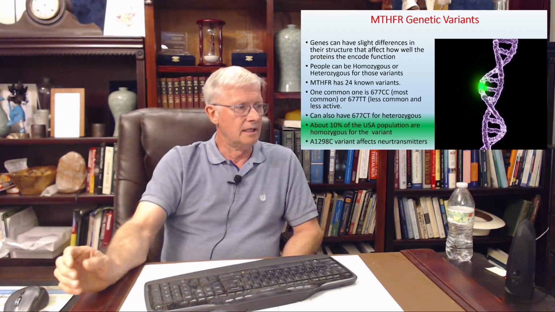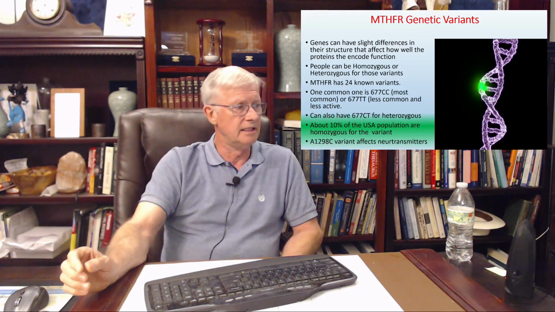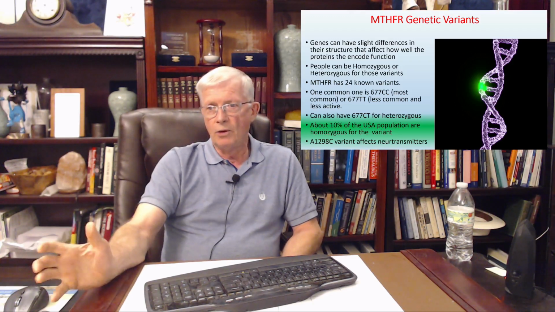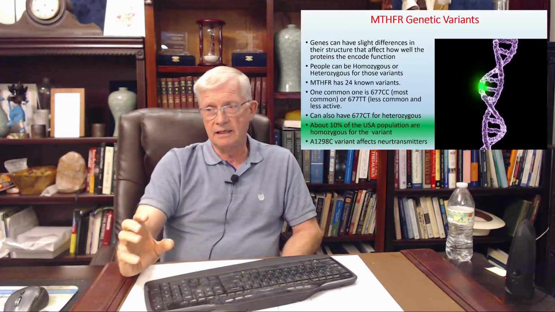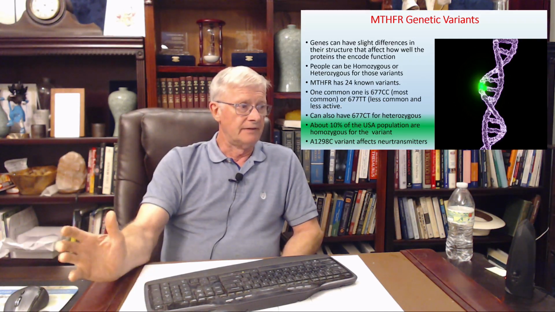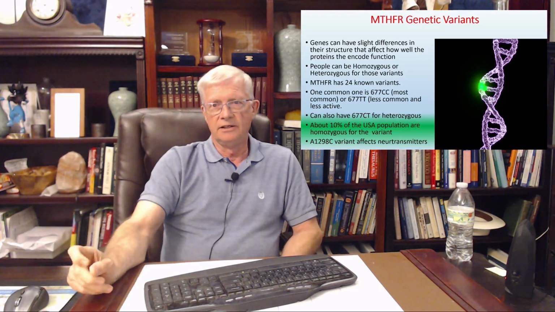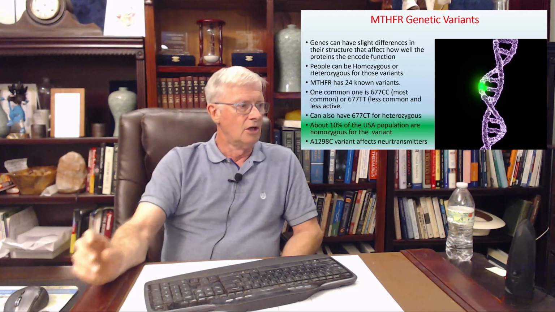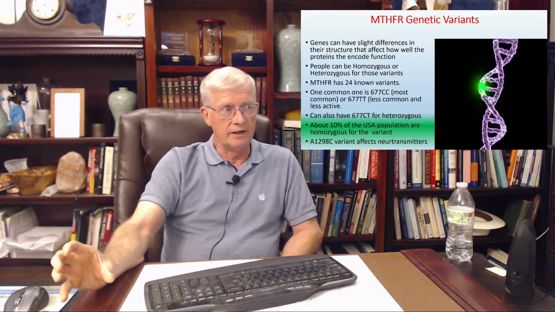One common one is what they call a 677CC, which is our most common type. However, if you have a 677TT, you're homozygous for a variant that's less effective, basically. If you have a 677CT, you're heterozygous. That's not quite as bad. You can usually get by okay. But about 10% of the USA population is actually homozygous for that variant.